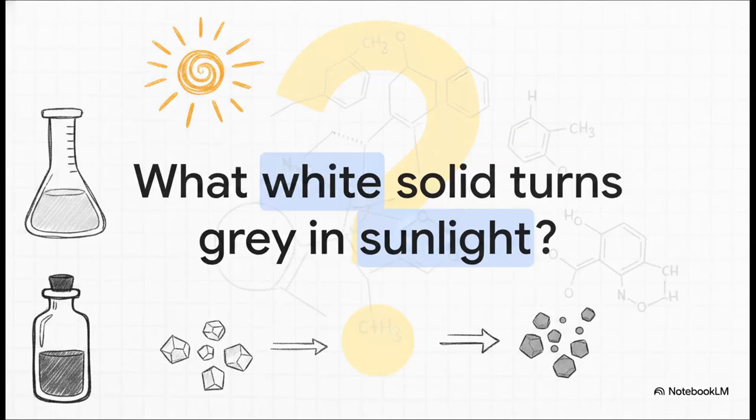Let's do a quick test. Listen up, because this is a competency-based question pulled straight from past board favorites. A white solid turns gray on exposure to sunlight. Can you identify the compound and figure out why it's stored in dark bottles?